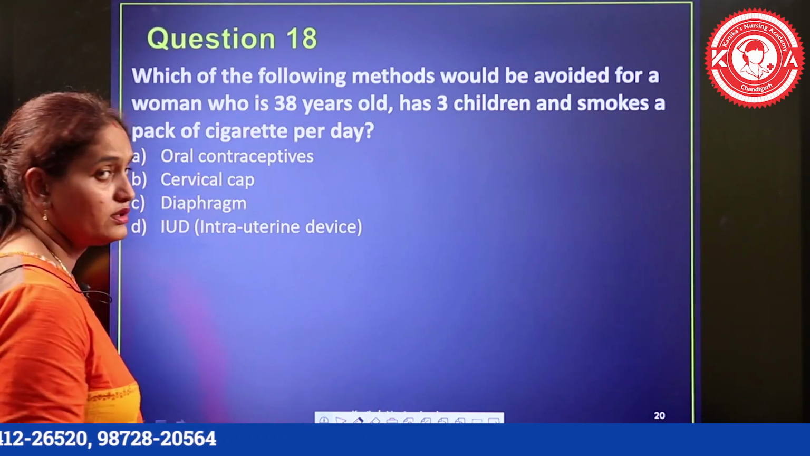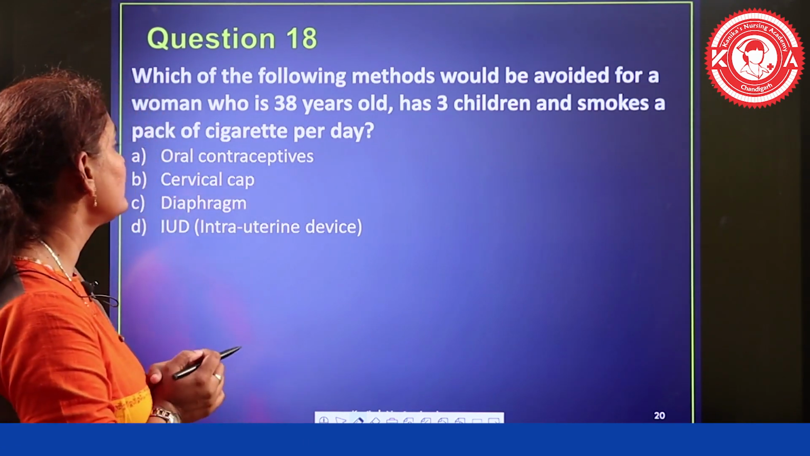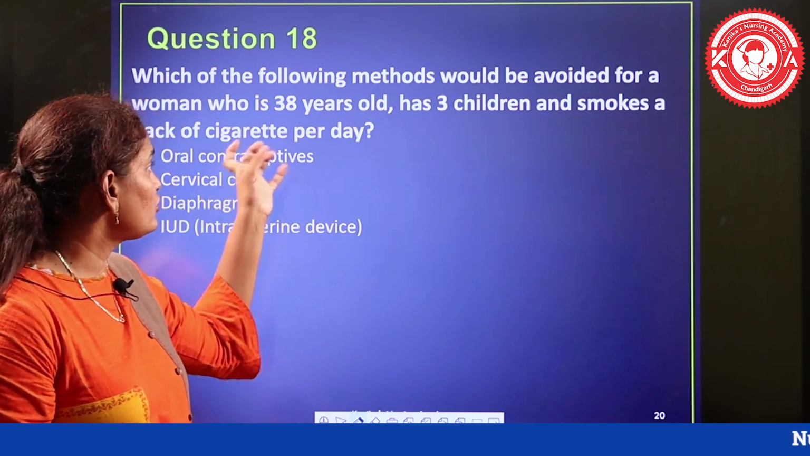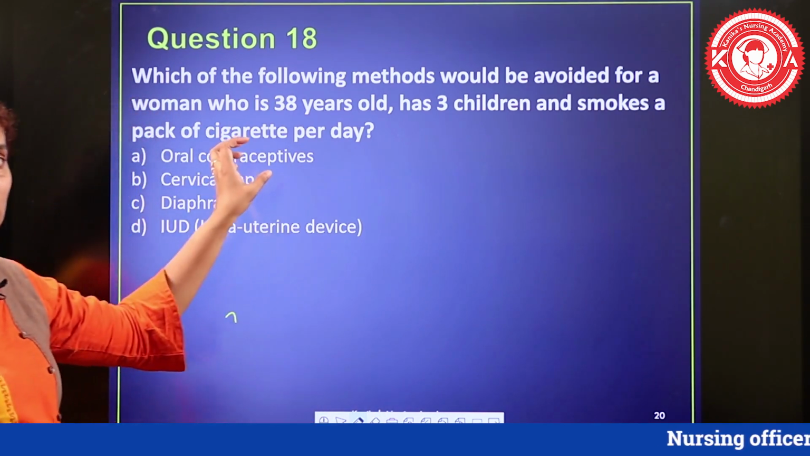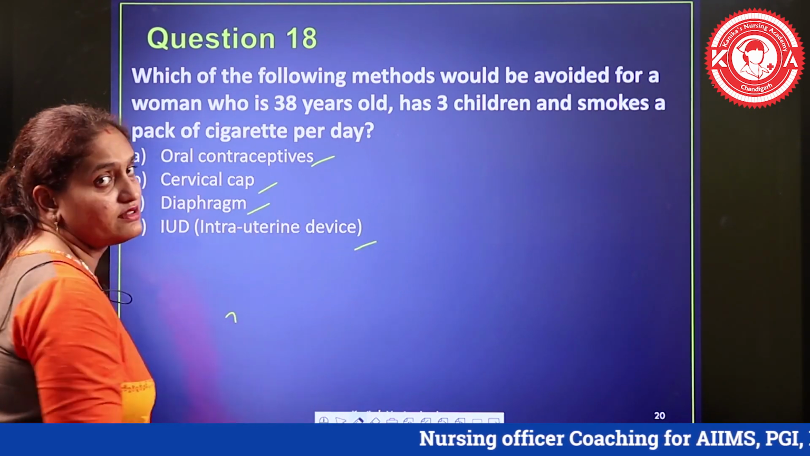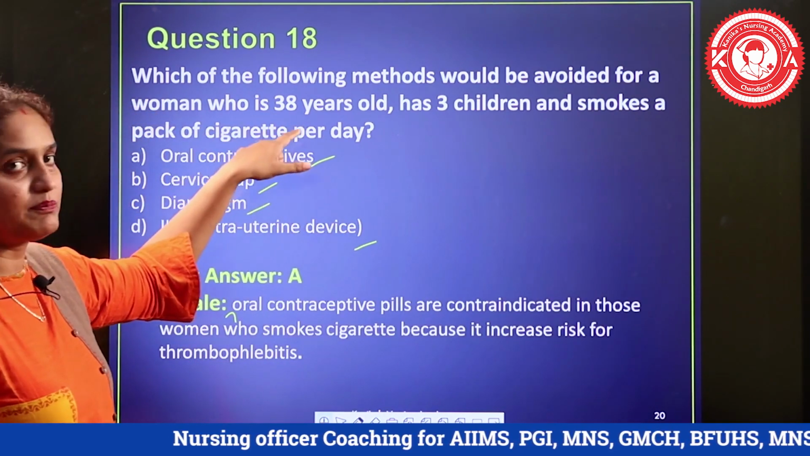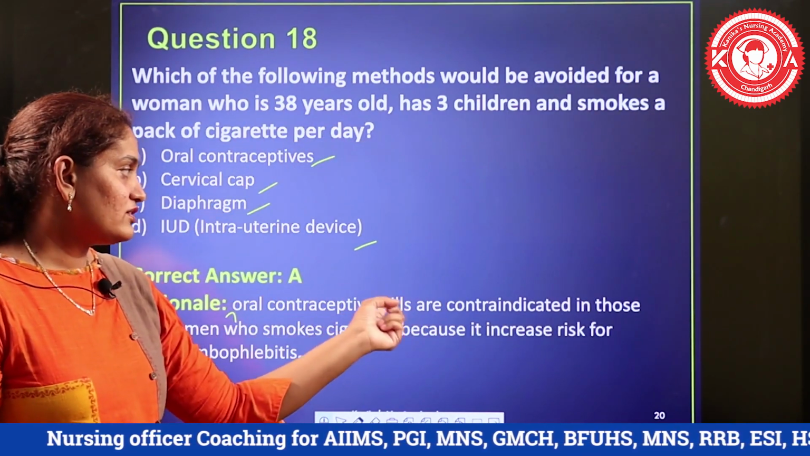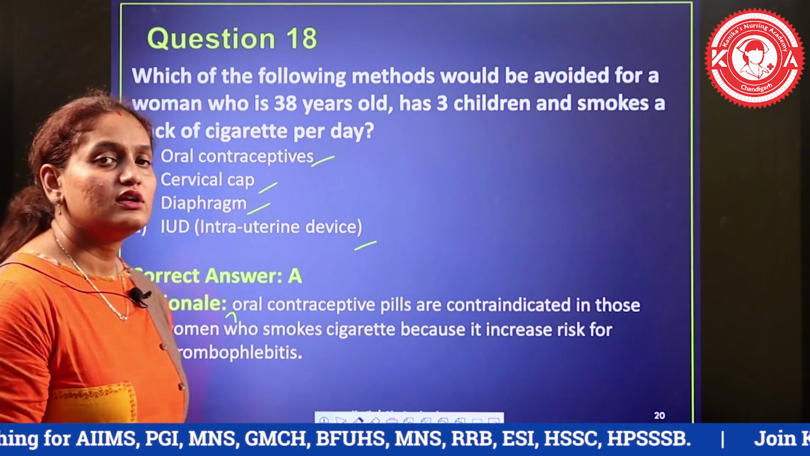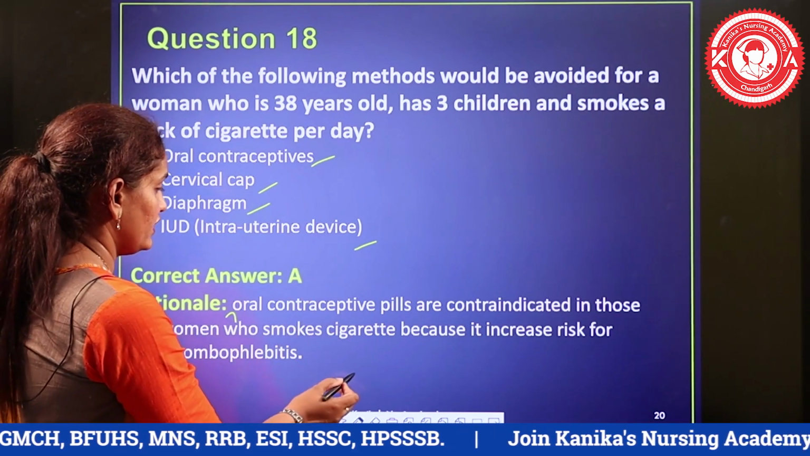Let us move to the 18th question, that is, which of the following methods would be avoided for a woman who is 38 years old, has 3 children and smokes a pack of cigarettes per day. That means we are talking about which of the following contraceptive methods has to be avoided in this particular female having such history. So the options are oral contraceptives, cervical cap, diaphragm or insertion of IUD, and the answer is A, that is oral contraceptive agents should be avoided in this particular female, because these pills are contraindicated in those women who smoke cigarettes, because it has shown increased risk for thrombophlebitis. So there might be a chance that the female gets a thrombophlebitis. So that is why it is to be avoided.